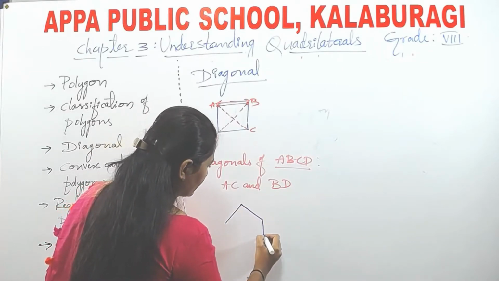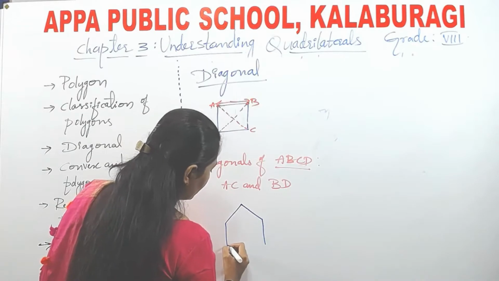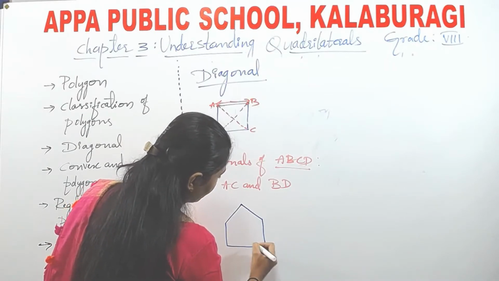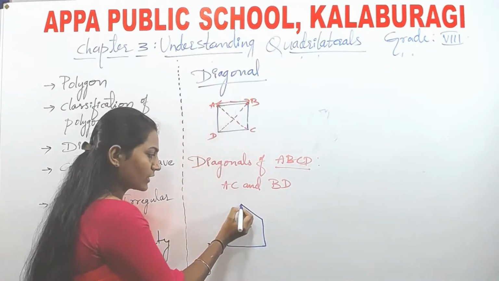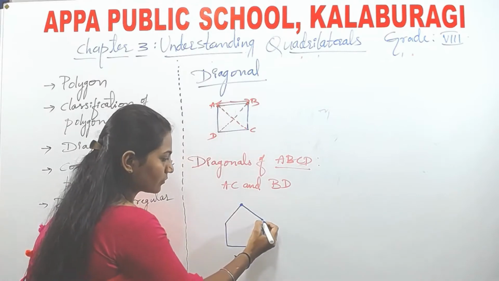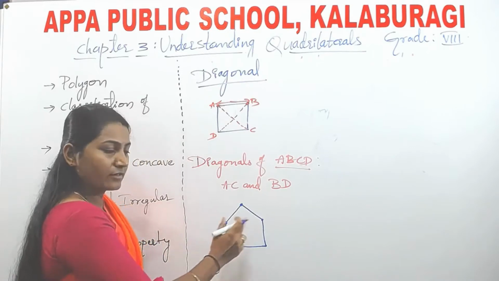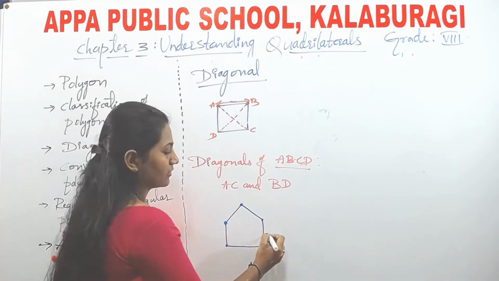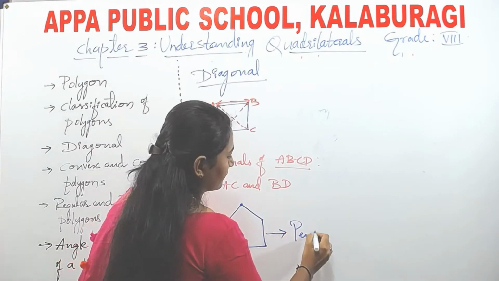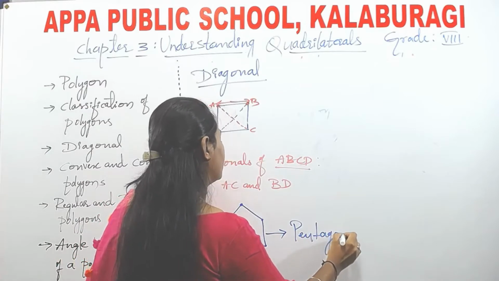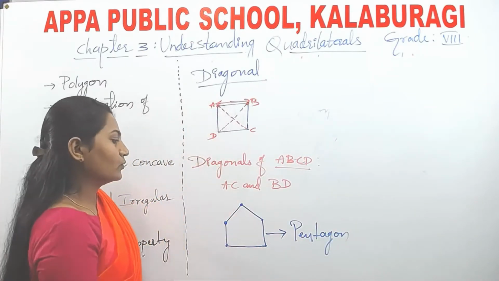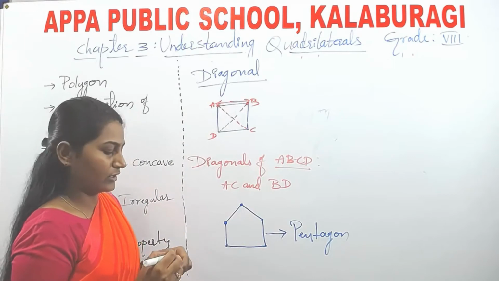So I'm just drawing the figure on the board. You can analyze what the name of this polygon is. You can check the number of vertices: 1, 2, 3, 4, and 5. There are 5 vertices. What do you call this? This is a pentagon. Okay, how do I draw the diagonals for this?